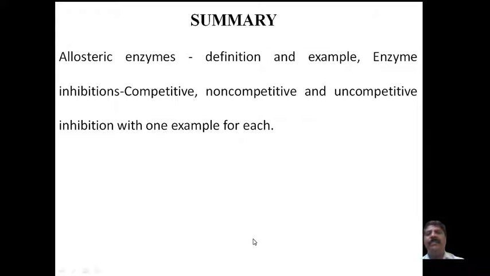So far, I discussed in this session allosteric enzymes, that is, what is meant by allosteric enzymes. I have given the definition and a few explanatory examples. If you do not understand properly, then prepare a table with the binding site and additional sites. Then I explained what is meant by enzyme inhibition, and the types of inhibition, competitive, non-competitive and uncompetitive, with examples. I hope you have fully understood.